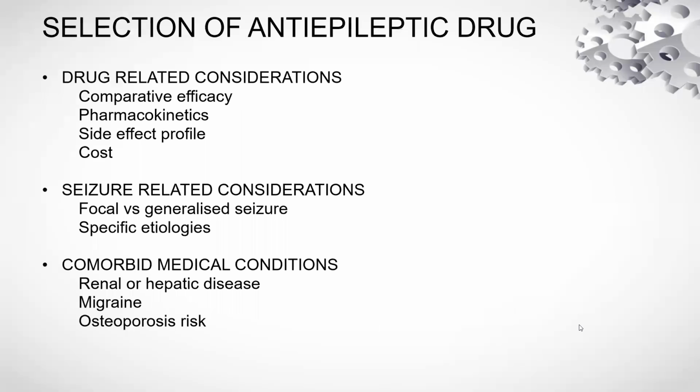So once we have decided that we need to start anti-epileptic treatment, the next question arises, which drug to start? We have more than 20 AEDs available now. So how to decide which AED to start in a particular patient? We have to take into consideration various factors which we can divide in three categories: drug related factors, seizure related factors, and comorbid medical conditions, which would help us in deciding which AED to choose in a particular patient. We'll discuss these factors in slight detail one by one.